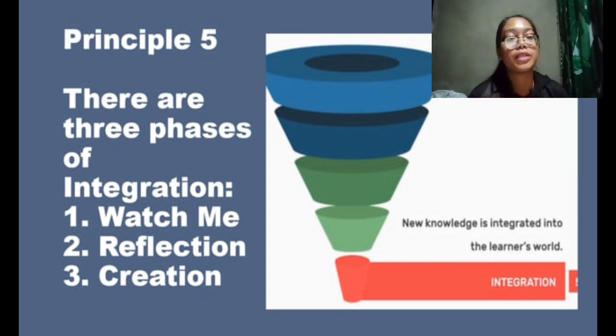So the second one is the reflection. This means that include reflection activities to recognize progress. Example for this is tell someone or tell your students about what was easy or what was difficult, so that they can make up their understanding of what they have understood. So the last one is the creation.